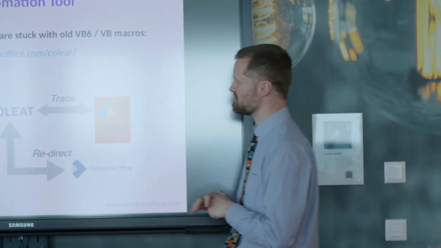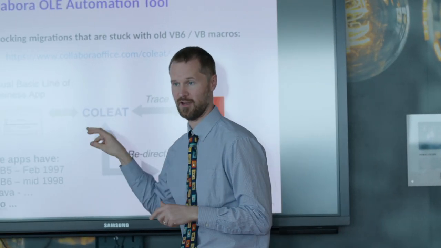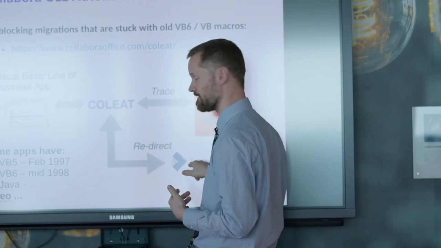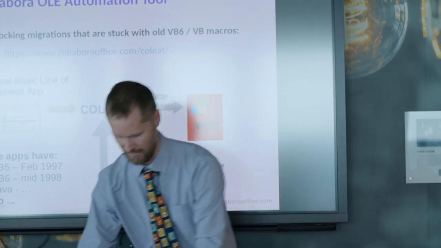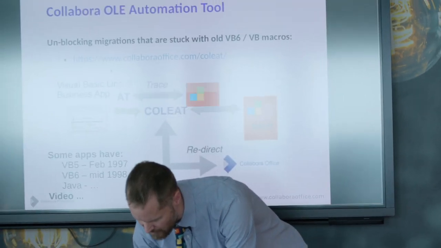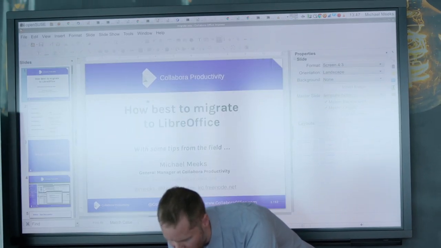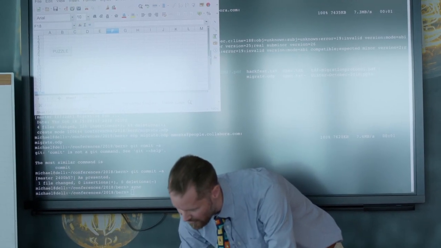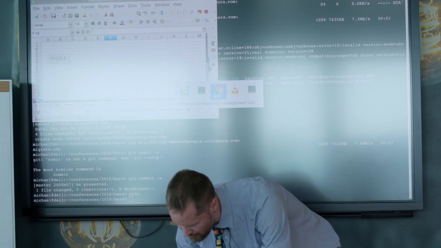So wouldn't it be nice if we could write a tool that would trace exactly what it's doing at a COM level, because these are COM components it's using, and then just redirect that to Collabora Online. So I might have a little video of that going on somewhere. Where is my nice video? Let me see. There's a VLC thing here somewhere. There we go.